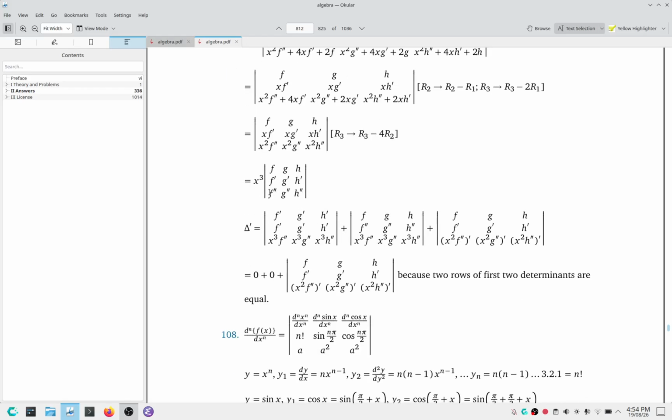All right. Once we have our delta, we can get delta prime is equal to first row differentiated, second row differentiated, and third row differentiated.